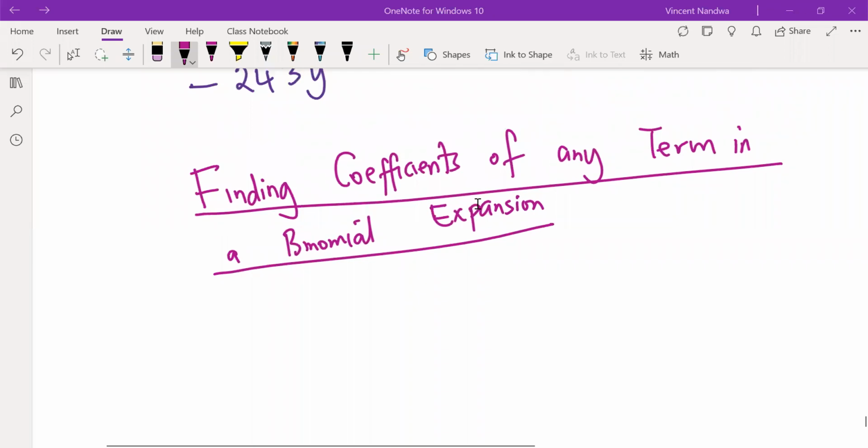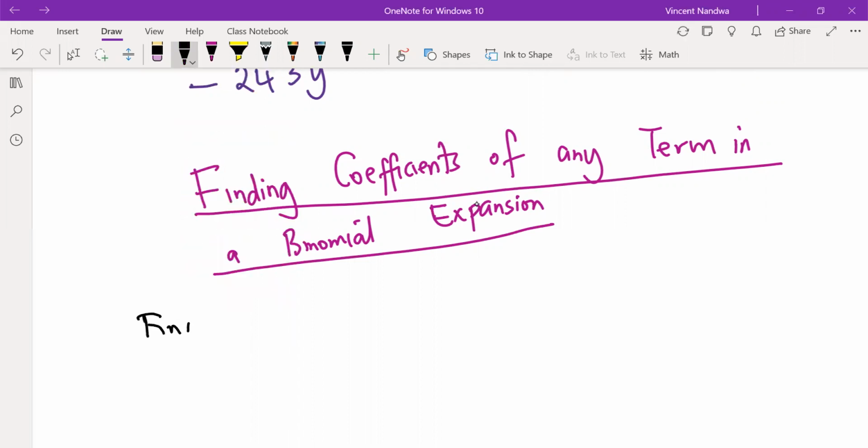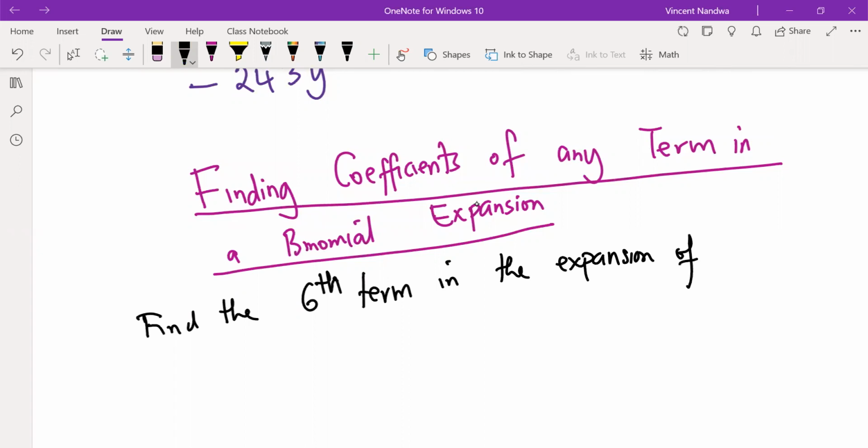In this lesson we discuss finding the coefficient of any term in a binomial expansion and how to use binomial expansions to solve some given problems. Question 1: find the sixth term in the expansion of (x + 2y) raised to power 10.